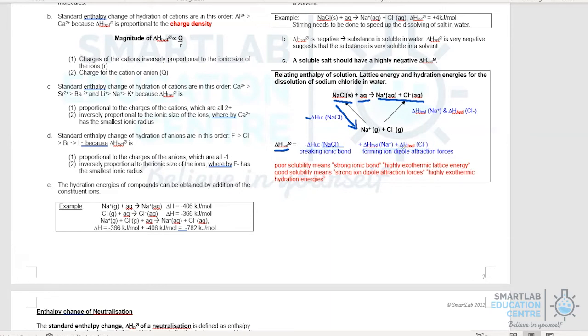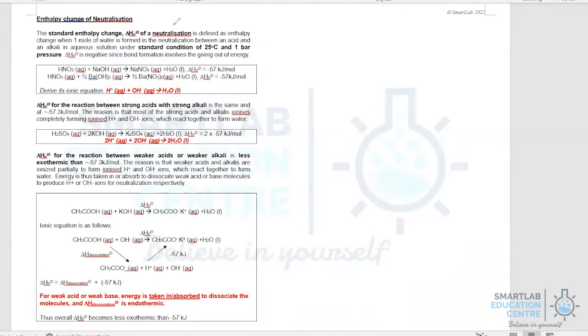From chemical bonding perspective, when the compound actually dissolves, we are breaking the ionic bonds. Thereafter, the gaseous ion form ion dipole attraction force. For a compound that's very soluble, the ion dipole attraction force will release sufficient energy to overcome the ionic bonds. Poor solubility means that the ionic bond will be extremely strong, which means that the magnitude of the lattice energy is extremely high. We now look at the final definition, which is the enthalpy change of neutralization.